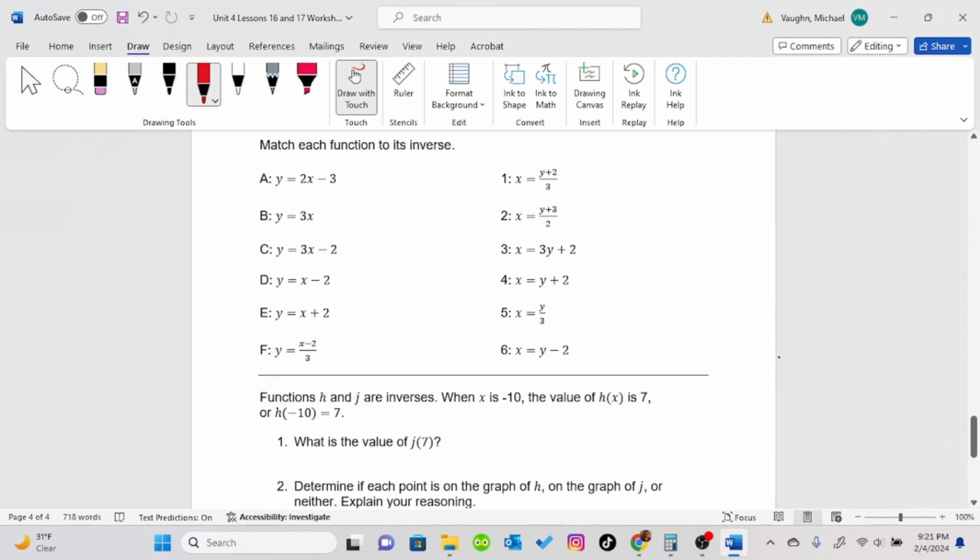Match each function to its inverse. So if we look at A, the first thing we would do is add 3 to both sides. And we would have 2x equals y plus 3. Now we would have to divide both sides by 2, and we get x equals y plus 3 divided by 2, which means A matches choice number 2.